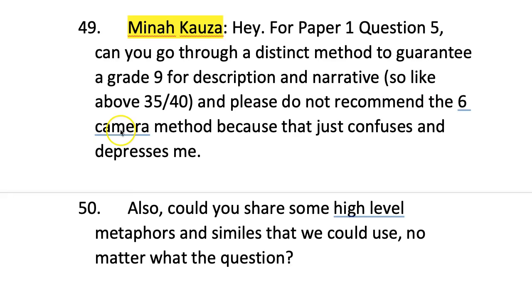But, Mina says, please do not recommend the 6-camera method because that just confuses and depresses me. Sorry, Mina. In which case, use the Kingdown method, which doesn't ask you to use the motif. So you've got the weather at the beginning and the end and the zoom ins in the middle. And if that depresses you as well, I can't help you, sorry.